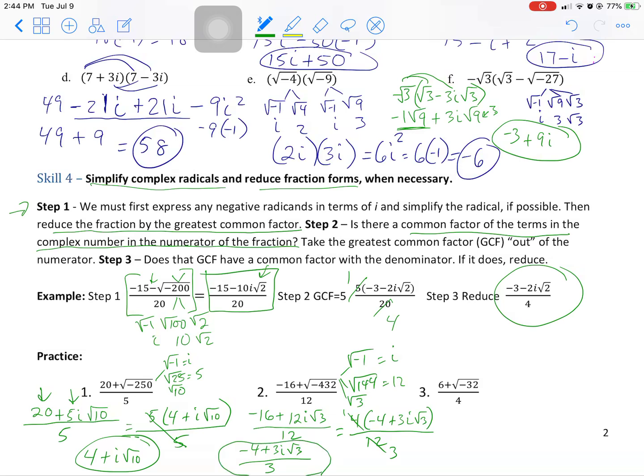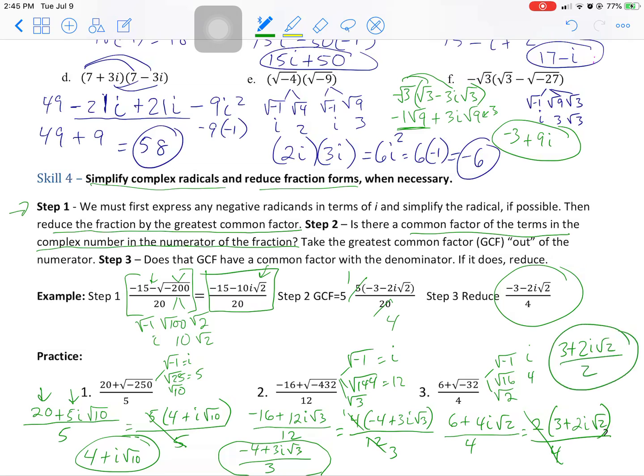Okay. This one over here, 6 plus the square root of negative 32. That needs to take the negative 1 out. 16 and 2, right? So that would be i, 4, and the square root of 2. So 6 plus 4i square root of 2 over 4. Greatest common factor would be a 2. So 3 plus 2i square root of 2 over 2. Final answer, 3 plus 2i square root of 2 over 2.